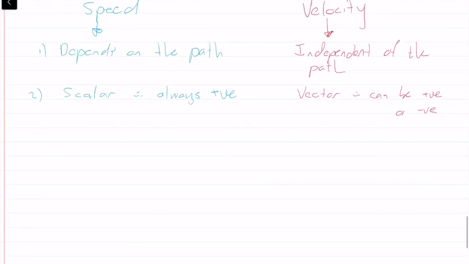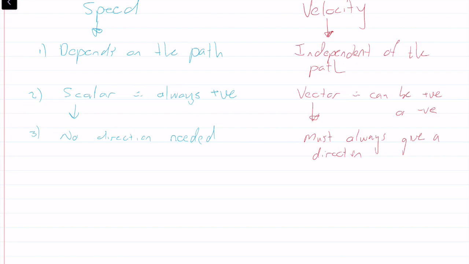Okay, then the last point is, for a scalar, no direction needed. For a vector, we must always give a direction. Okay, so I think I'm going to end it there so that we can focus on graphs in the next video. We're going to be drawing some displacement time graphs.